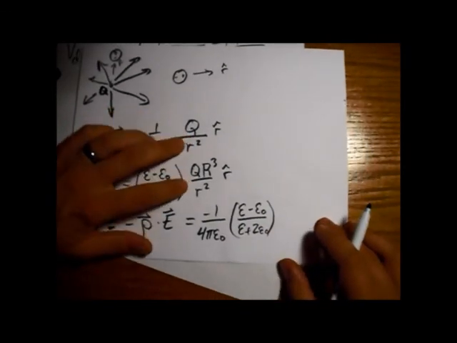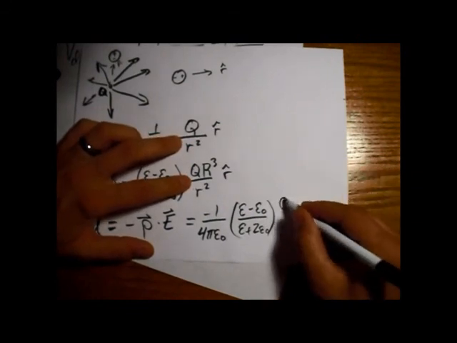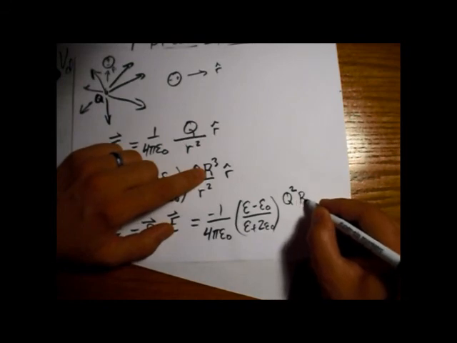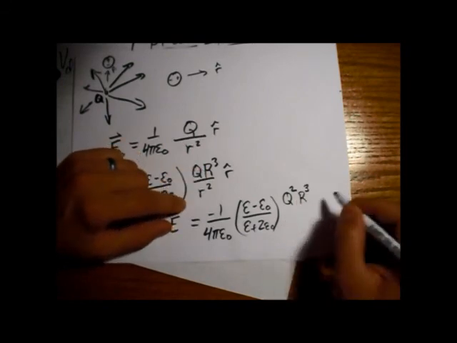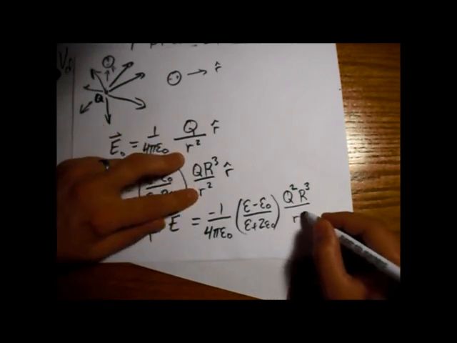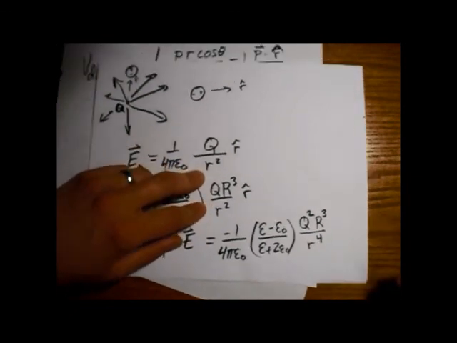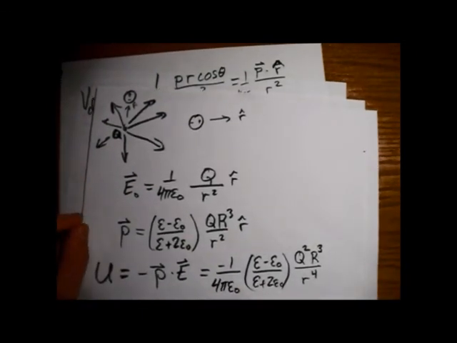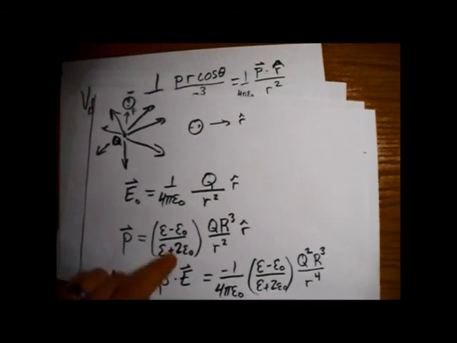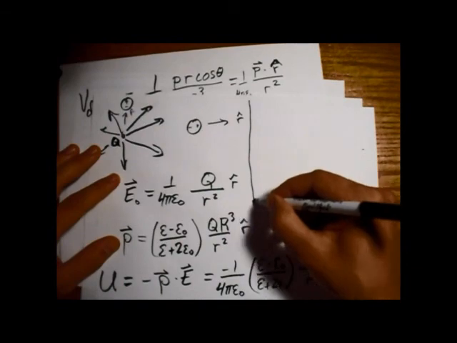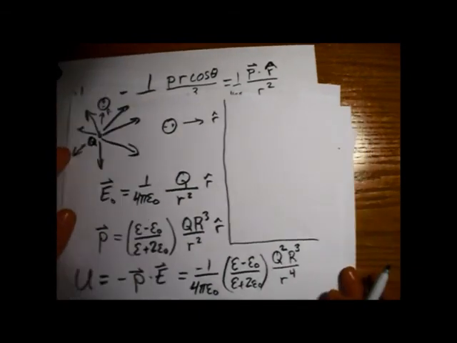Now we're dealing with these right here. So we have a Q squared, we have this r cubed, or r to the third power, and then on the bottom we have r to the fourth power. So this is the potential energy of our dielectric sphere in the electric field of this point charge. Now I'm going to try and do this on one sheet.